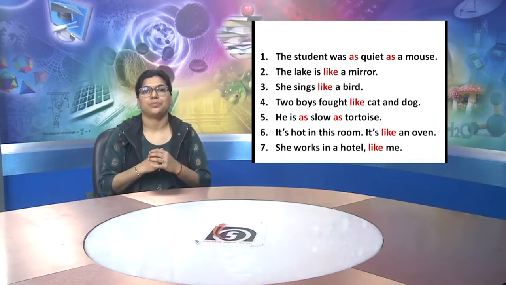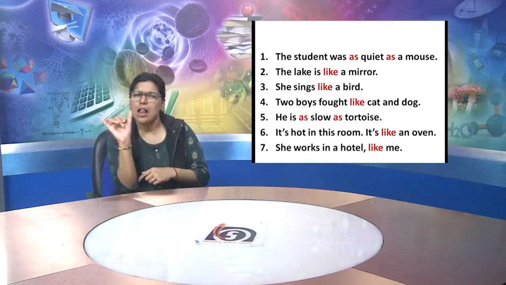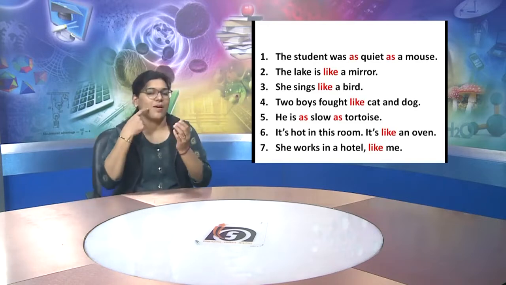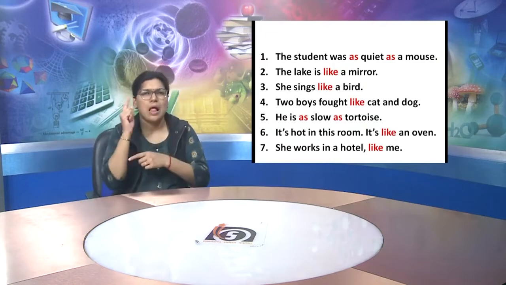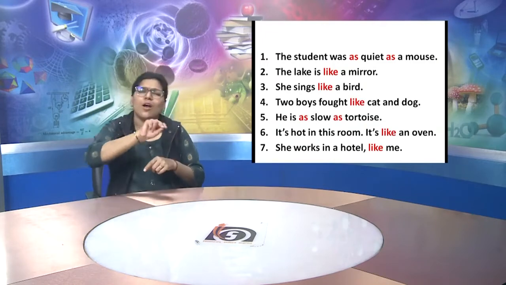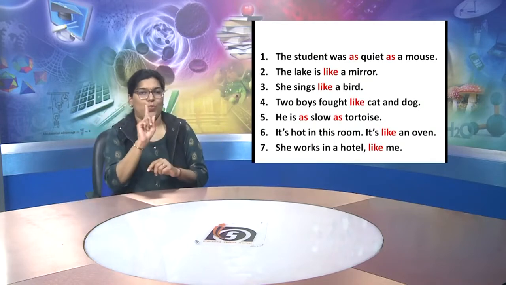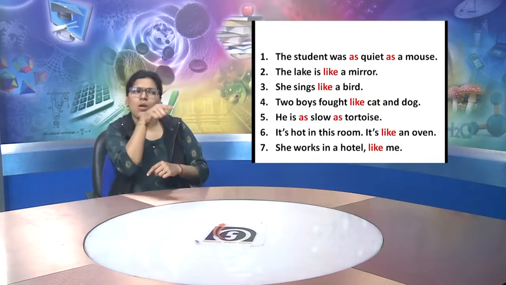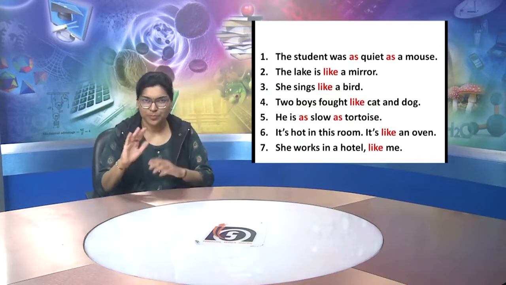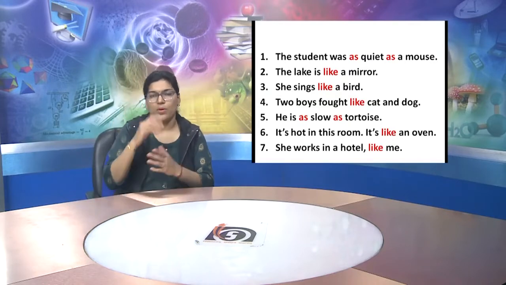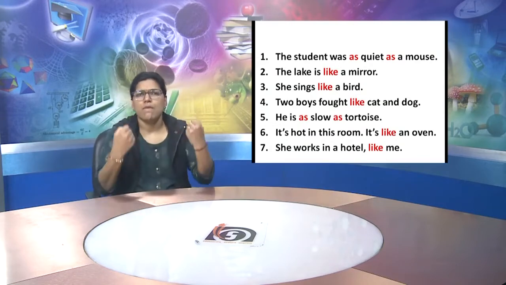In the third example, she sings just like a bird. So she is comparing her singing and the bird. Singing means the sound of her voice. So it also means there is a comparison of the voice of the girl with a bird. She is comparing her voice with a bird.